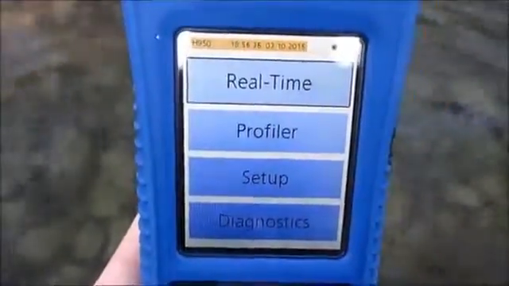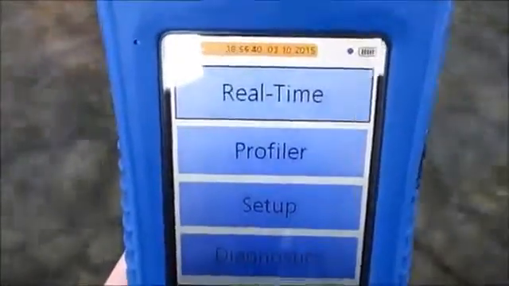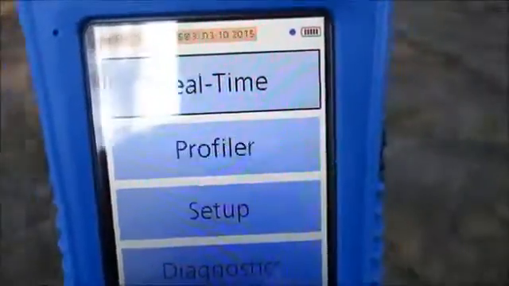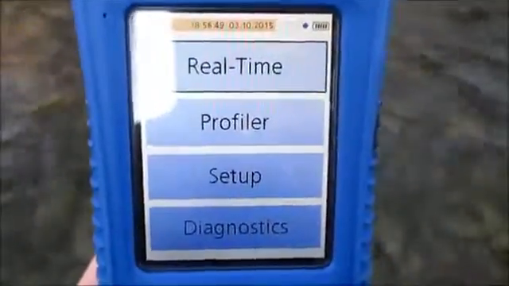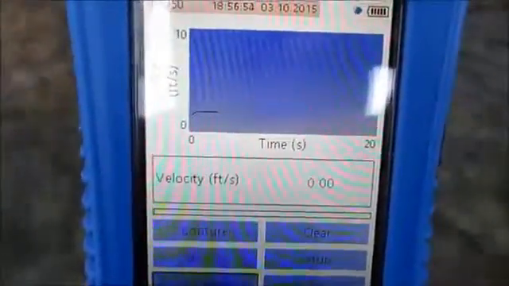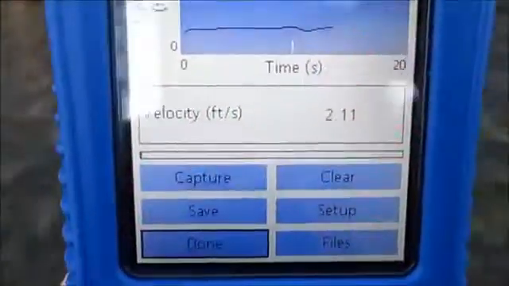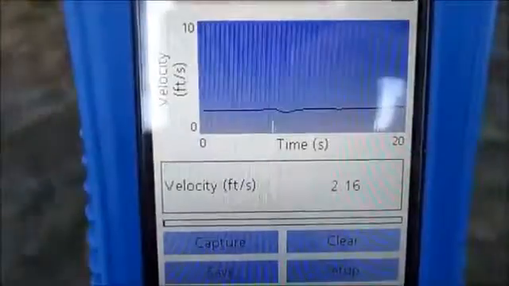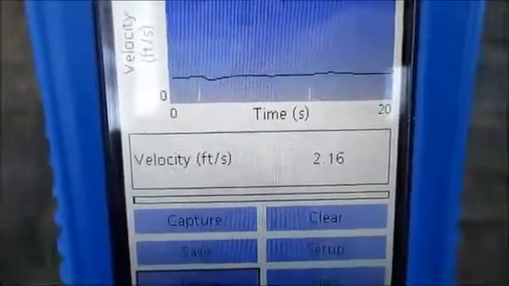So this system is a little bit nicer. We can view flow in real time, as well as have it calculate flow for us using its profile. But let's just get an idea of what the flow is in real time and compare it to the other one. So it's measuring over time, and it's telling me that we're getting a velocity of about 2.16.